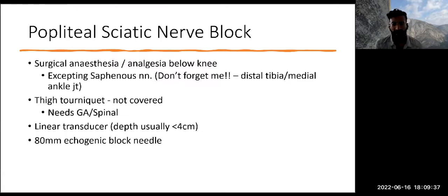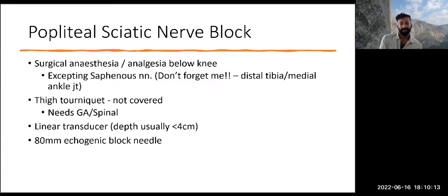I made a point of highlighting that the saphenous nerve is actually quite important, although it's a small nerve that seemingly supplies just this variable cutaneous territory on the medial side of the ankle and calf. It is actually quite important, and I've definitely regretted not blocking it on several occasions. It does actually give some innervation to the medial ankle joint and the distal tibia. So surgery that involves the ankle, like an ankle arthroscopy, for example, you'll definitely benefit from blocking this as well.